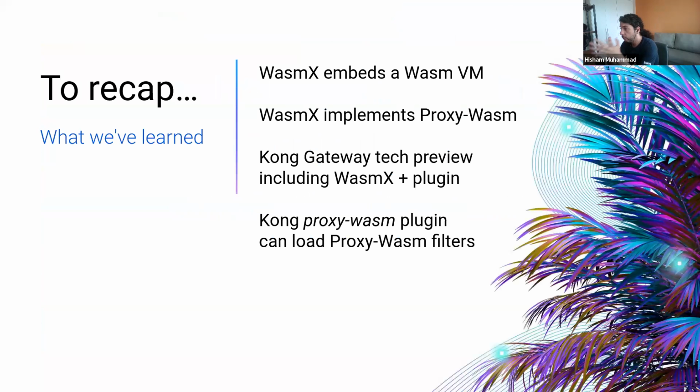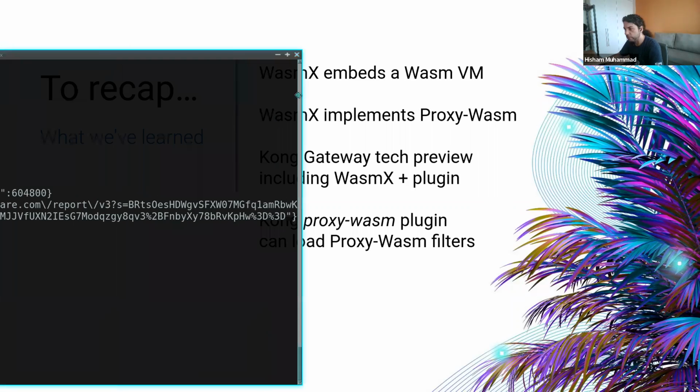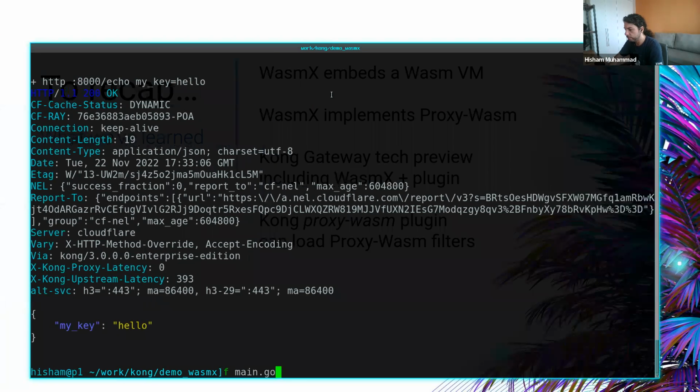So to recap, what have we learned? WasmX embeds a Wasm VM. For example, in the example I just ran, it was called Wasmer, but we also support V8 and other ones. WasmX implements Proxy-Wasm, which is the interface that you code towards, right? Which is essentially, if we look at the code, let me improvise a bit here.